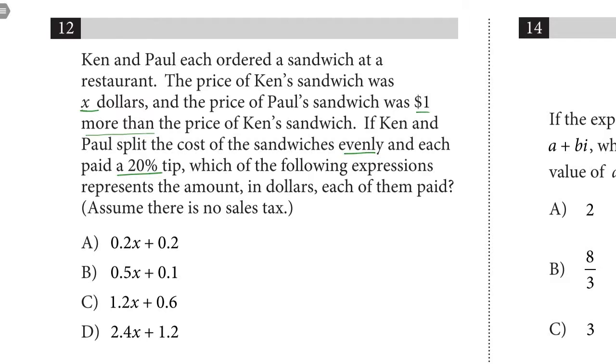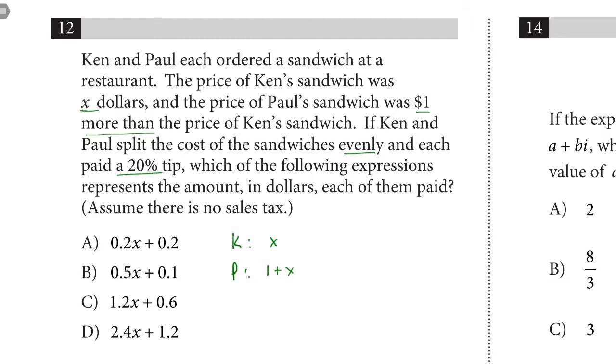Okay, so the first sentence: Ken and Paul each ordered a sandwich at a restaurant. Okay, great, we know that. The price of Ken's sandwich was X dollars, so Ken's sandwich was X dollars, and the price of Paul's sandwich was $1 more than the price of Ken's sandwich. $1 more than the price of Ken's sandwich. You see what I'm doing here?